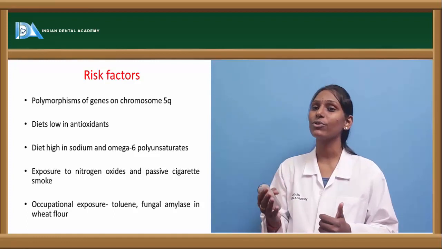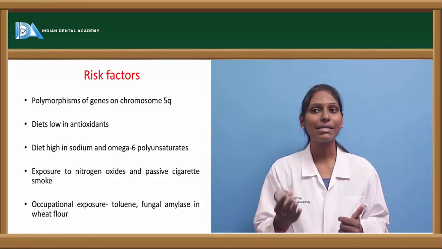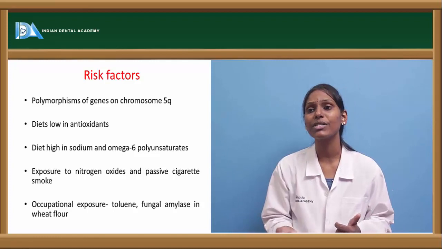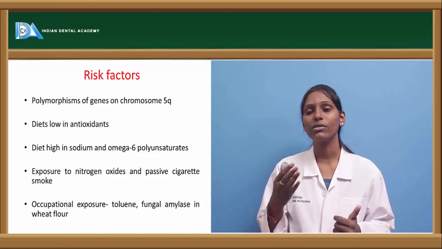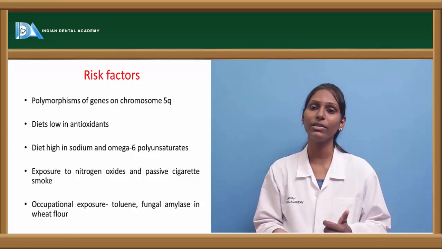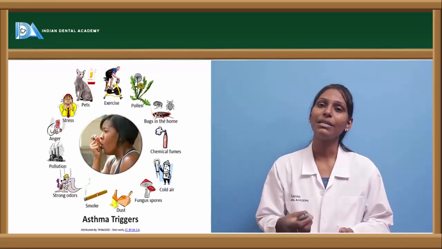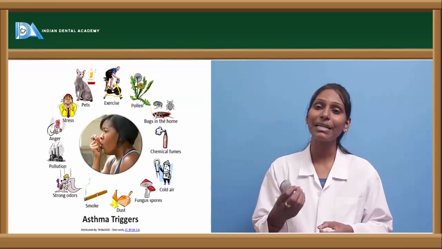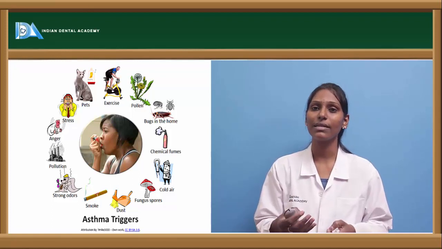When a patient is exposed to nitrous oxides or passive cigarette smoking, or has occupational exposure to toluene, or to fungal amylase in wheat flour, these also act as risk factors for asthma. Asthma triggers are also present, that is, there are triggering factors which cause an asthmatic attack.